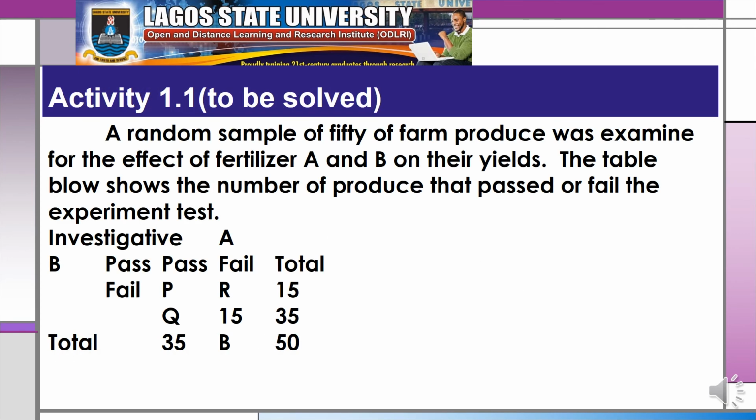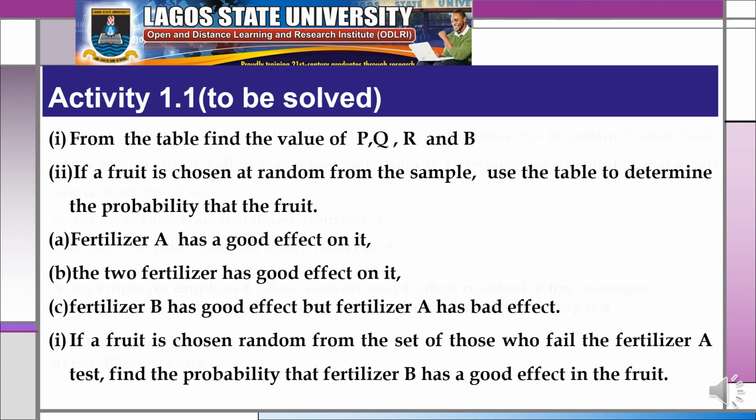You have the following activities to perform.